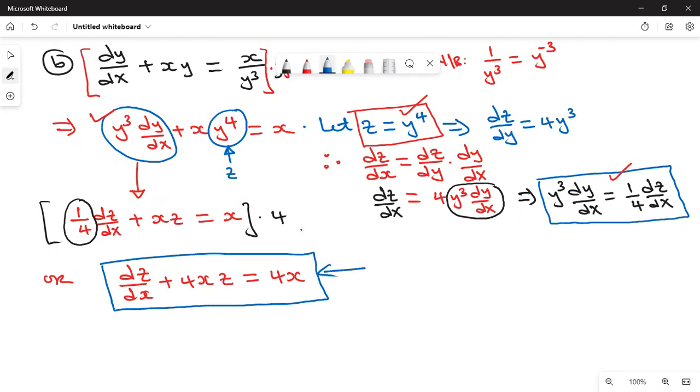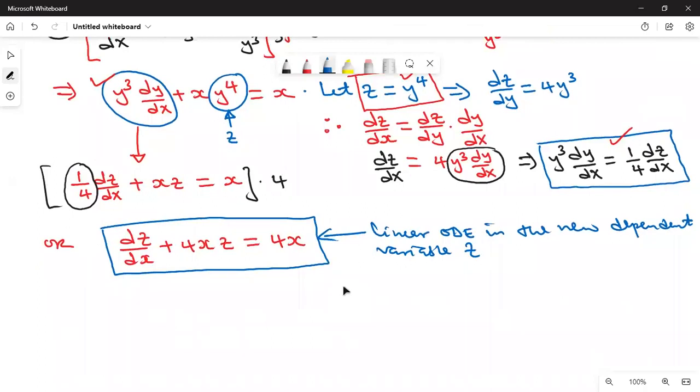This equation is a linear ODE in the new dependent variable z. Of course, our independent variable is x. So you solve it using the integrating factor method.